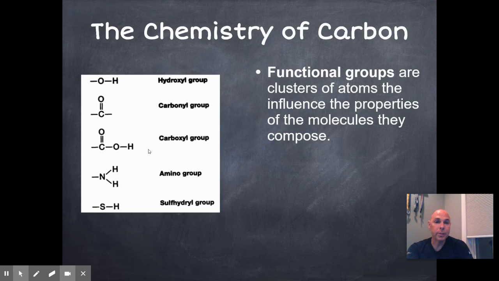The carboxyl group, which is a carbon double bonded to an oxygen and also bonded to an oxygen, which is bound to a hydrogen, which would be COOH, when added to a carbon skeleton, will make that carbon skeleton more acidic. An amine group would be an NH2 group, which is nitrogen bonded to two hydrogens. And by attaching an amine group to a carbon skeleton, that gives it basic, alkaline properties. And the sulfhydryl group is a sulfur bonded to a hydrogen. And one of the fairly unique properties of sulfhydryl groups is they're fairly stinky.